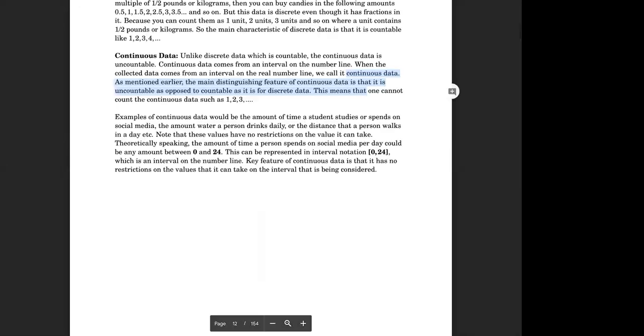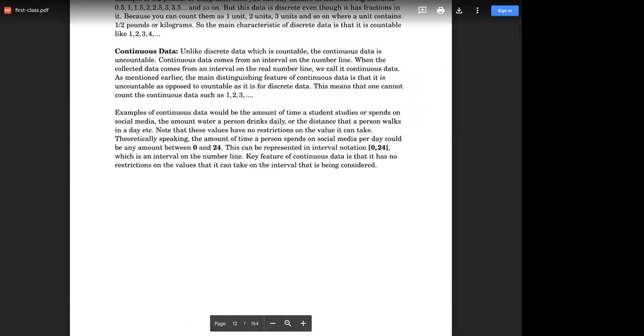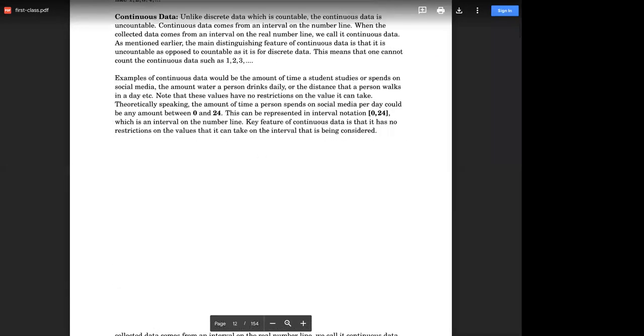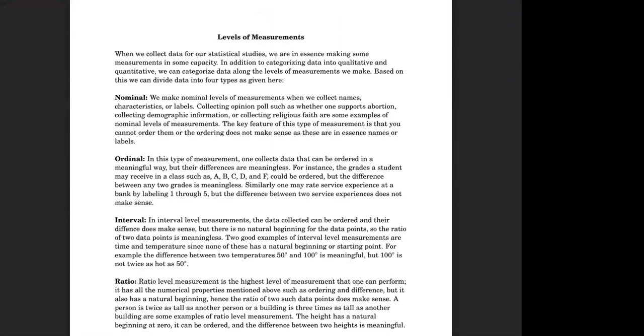Next, now we're going to talk about the new topic. What is it? We talked about that: levels of measurements. This is an important topic. Statistics is about analyzing data, right? And we know data is the collection of information.